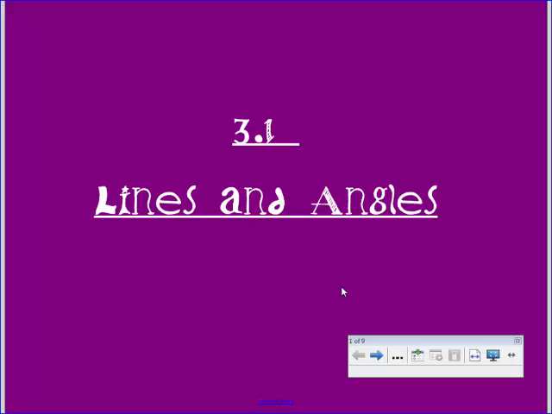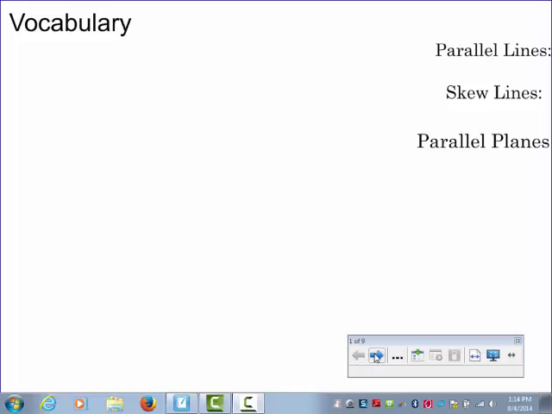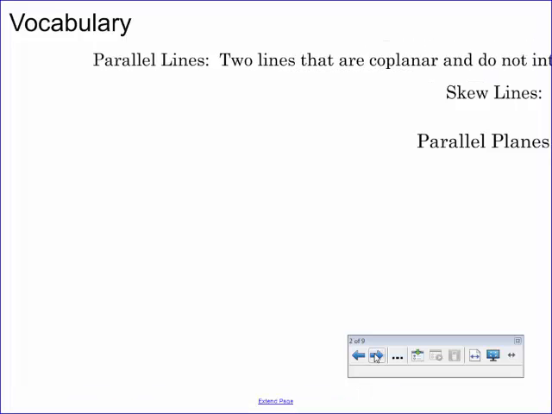Mrs. White here, and we're going to start Chapter 3 with Section 3.1, Lines and Angles. We have 3 vocabulary words right now: parallel lines, skew lines, and parallel planes. So take a moment to go ahead and copy these down.